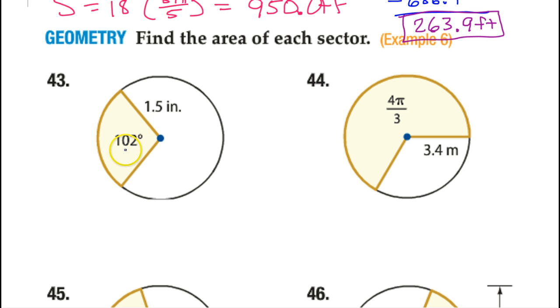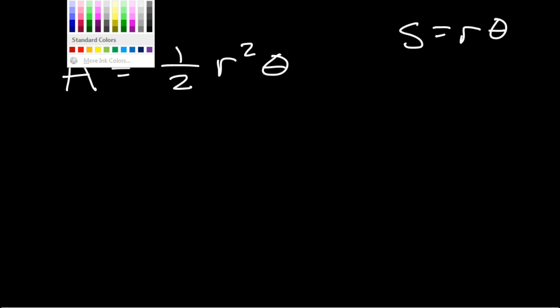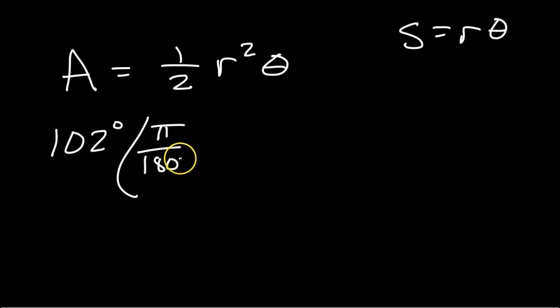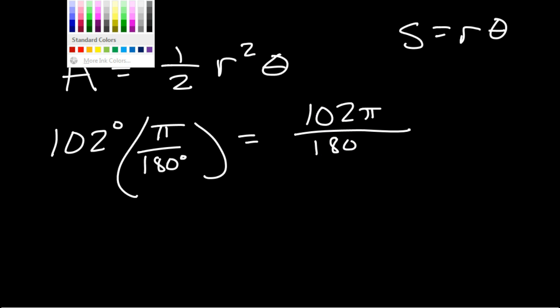They gave us degrees here. That's no good. We need to go ahead and convert that to radians. I thought maybe we had done 102 degrees before, but we haven't. So let's convert 102 degrees over into radians. We can convert degrees to radians by multiplying by pi over 180. So basically that gives us 102 pi over 180, and then it's a matter of reducing this down.